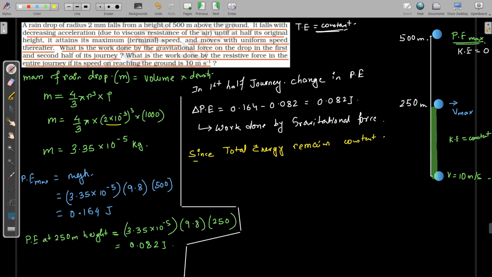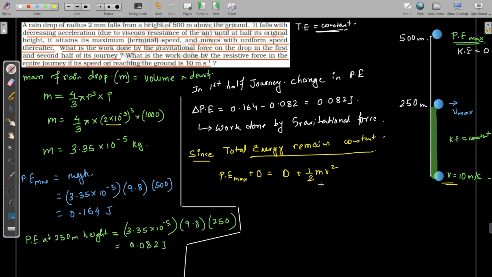So what is the total energy at the highest point? The total energy is constant. At the highest point, the total energy is PE max plus the kinetic energy, which is 0. And at the lowest point, the potential energy is 0, but the kinetic energy is half mv square, that we all know.